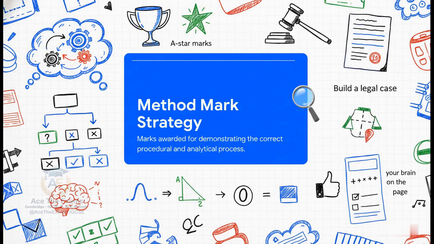You absolutely have to master what we call the method mark strategy. Look, method marks are given for showing the correct procedural and analytical process, even if your final numerical answer is completely off because of some tiny arithmetic slip-up. Your raw mathematical knowledge has to be transformed into this optimized, step-by-step audit of your logic. The examiners literally want to see your brain working on the page. Just writing down a final correct answer might actually score you 0 points if the question specifically says, show that. You are essentially building an airtight legal case for your answer, step by step.